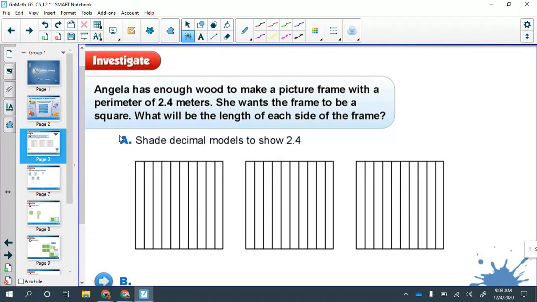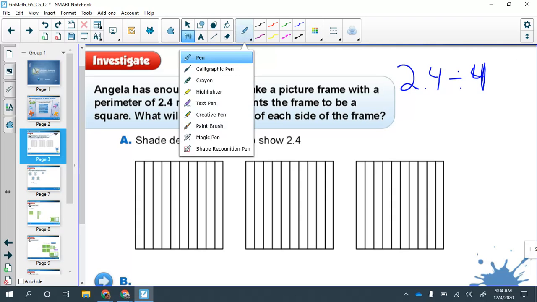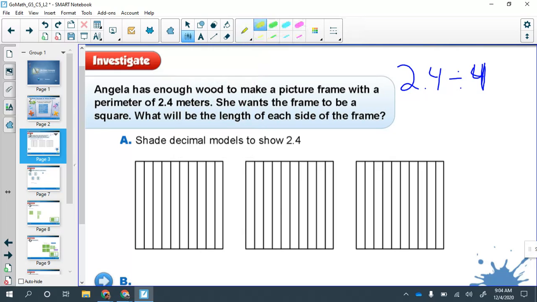So here we have a story problem, and it says that Angela has enough wood to make a picture frame with a perimeter of 2 and 4/10 meters. She wants the frame to be a square. What will be the length of each side of the frame? So first of all, we know that this is division because we know squares have equal sides. And so we end up with 2 and 4/10 divided by 4 because again, we also know that squares have 4 equal sides.